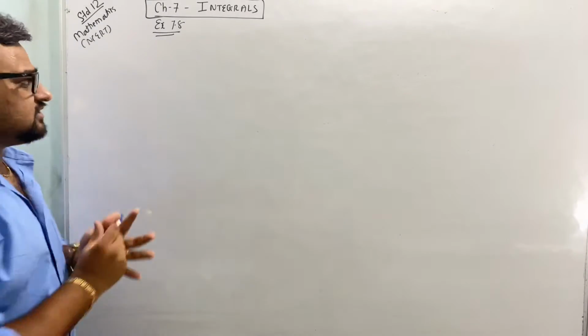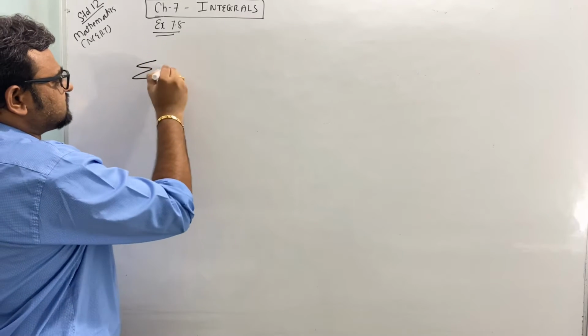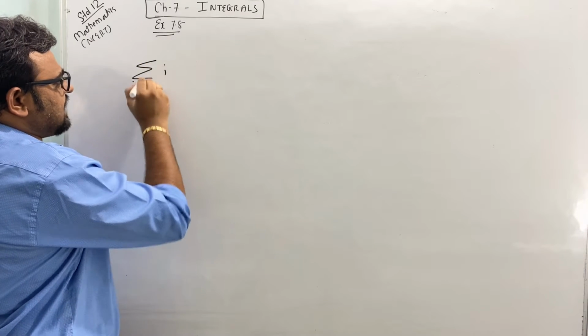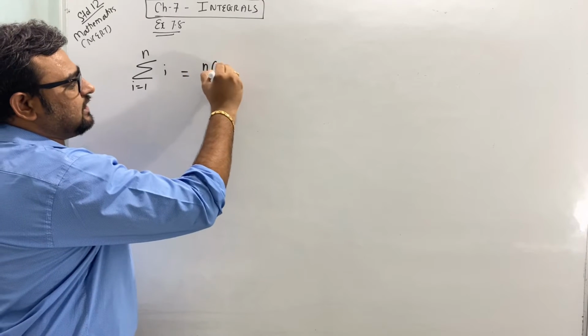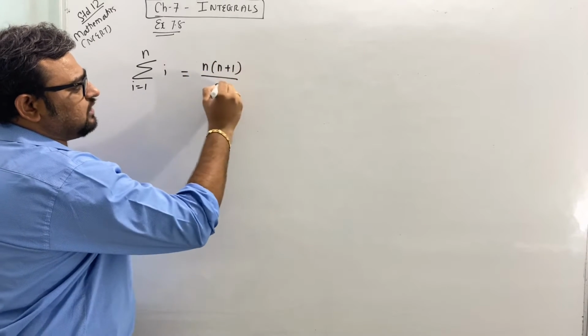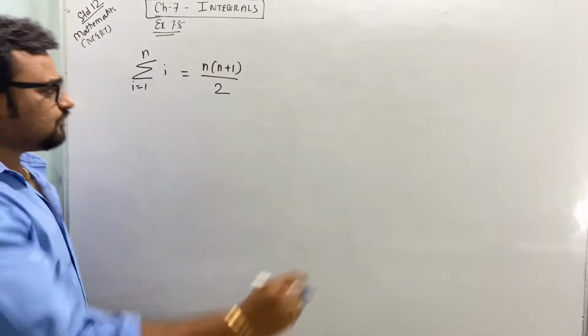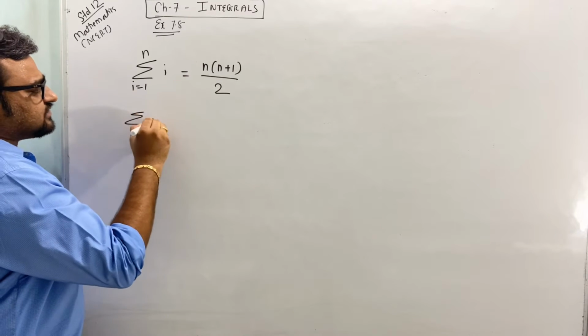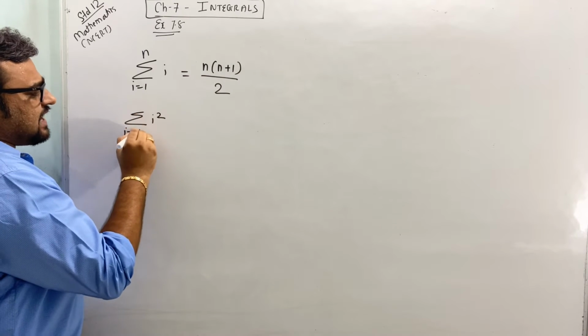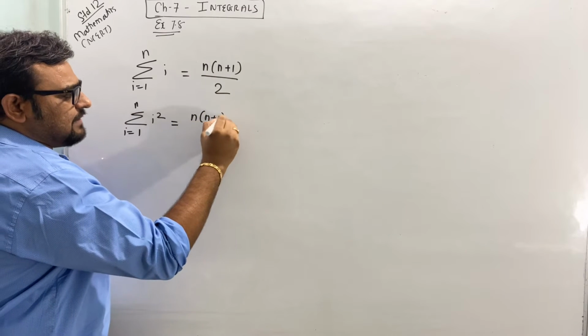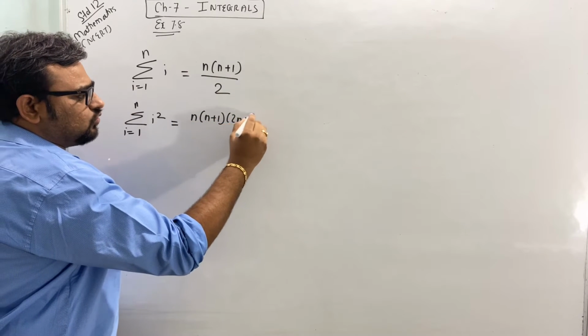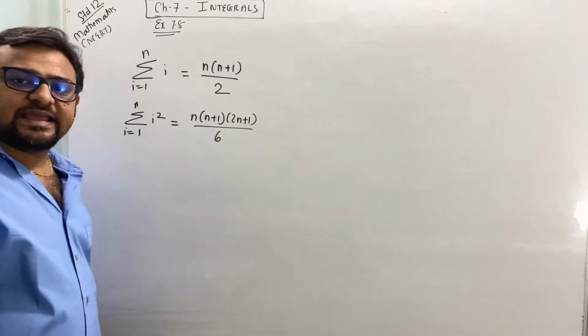The first is summation of i, where i is equal to 1 to n. This will be equal to n(n+1)/2. Summation of i square, i equal to 1 to n, will be equal to n(n+1)(2n+1)/6.